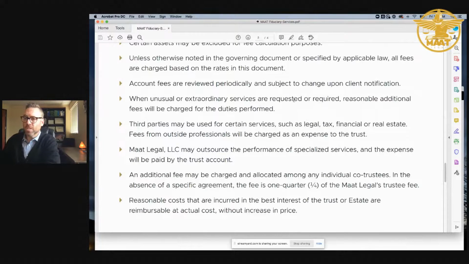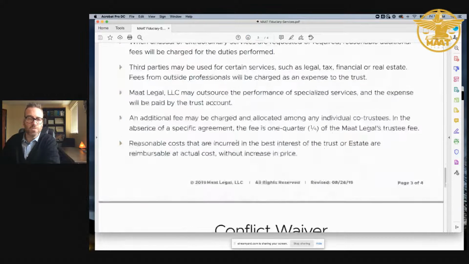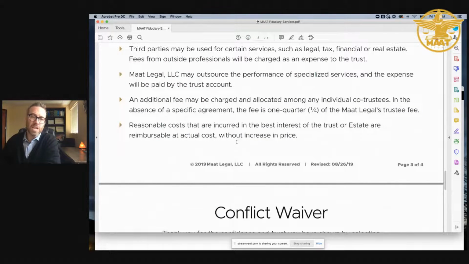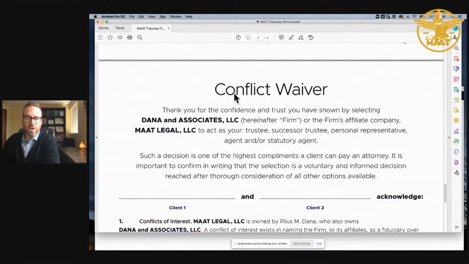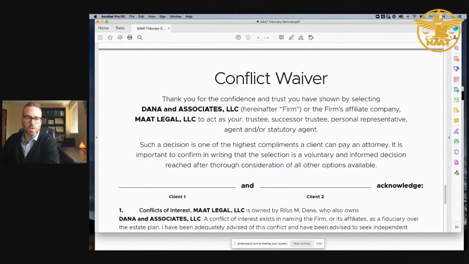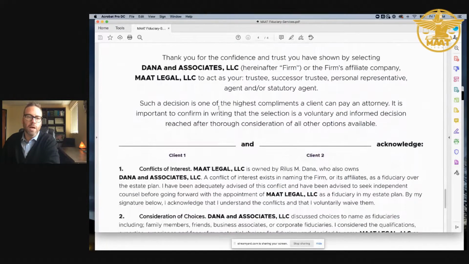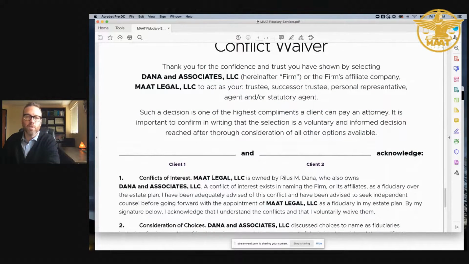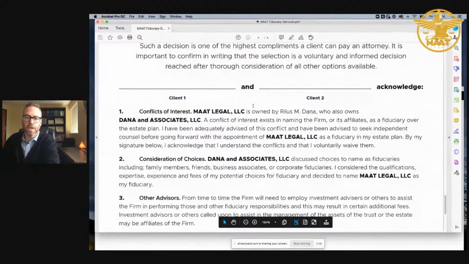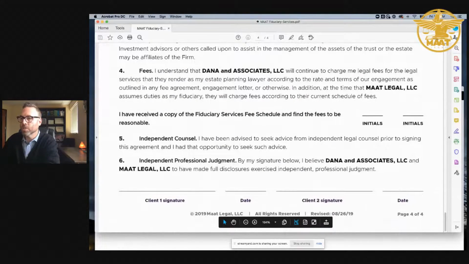If you're looking at different options, you can name us. We have a conflict waiver. We have to disclose that I own Mott Legal and Dana and Associates. It's just making that clear for people that decide to choose us as the trustee.